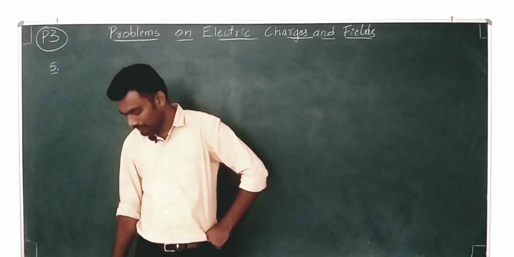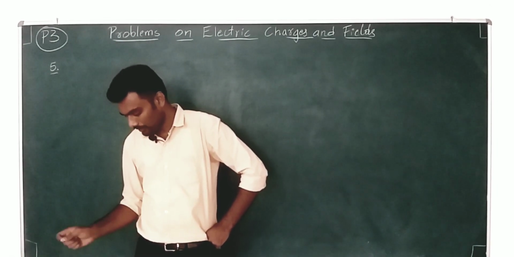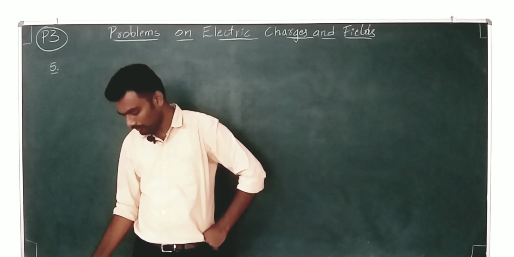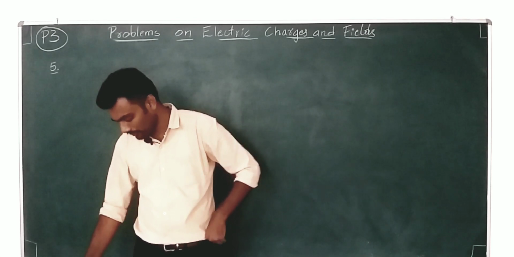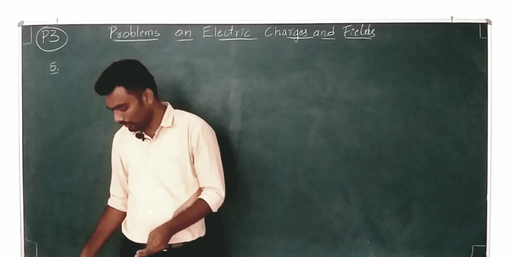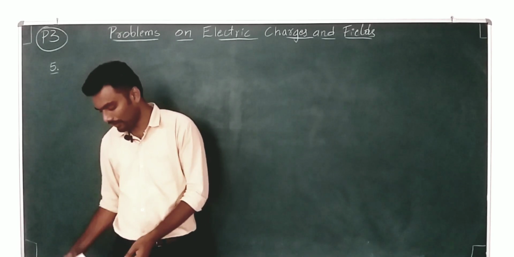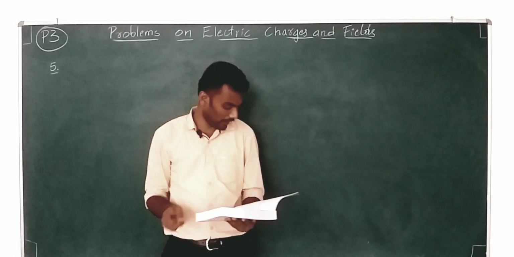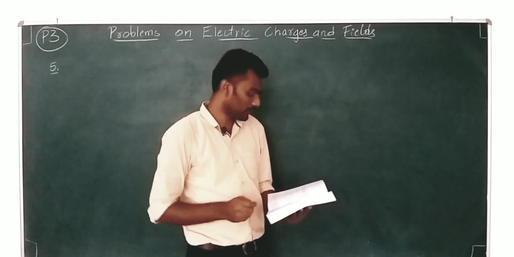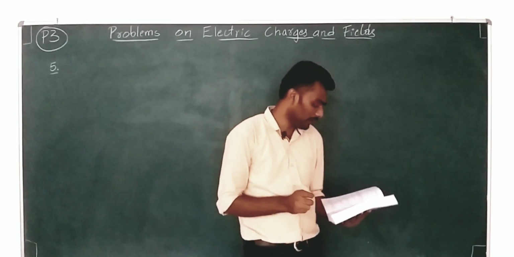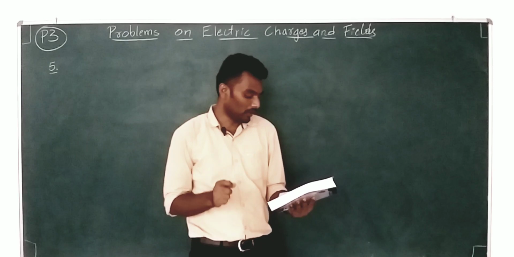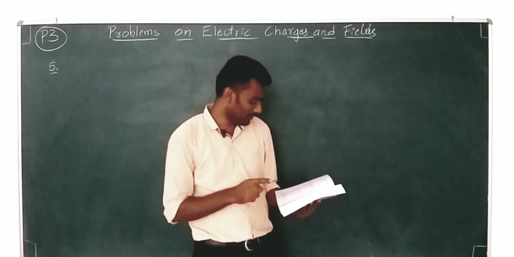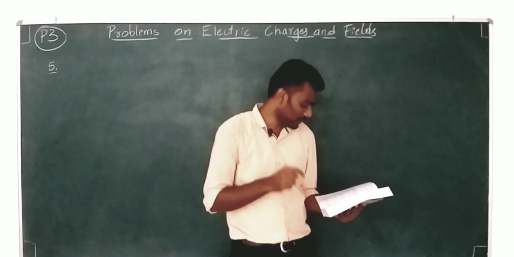Four point charges, QA equal to 2 microcoulomb, QB equal to minus 5 microcoulomb, QC equal to 2 microcoulomb, and QD equal to minus 5 microcoulomb, are located at the 4 corners of a square ABCD of side 10 centimeter. What is the force on a charge of 1 microcoulomb placed at the center of the square?